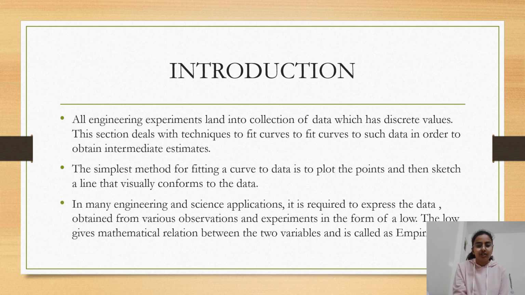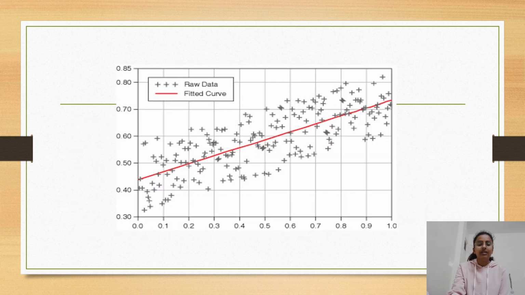In many engineering and science applications, it is required to express the data obtained from various observations and experiments in the form of a law. The law gives a mathematical relationship between the two variables, called empirical law. This is the example of the curve fitting.